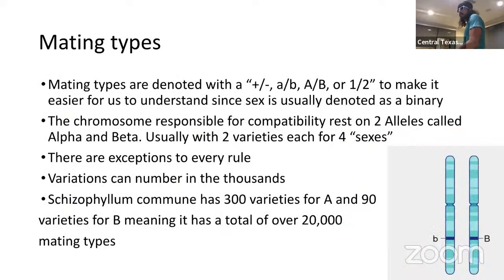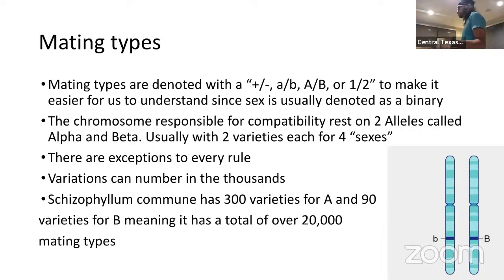All right, so mating types. Typically, whenever you're talking about mating types in fungi or in breeding fungi, you use plus, minus, sometimes A, B, lowercase, capital, 1, 2, but it's generally plus or minus. And that's just to make things easier because we understand sex to be a binary, usually. And the mating type is actually dependent on two alleles on the fungi's chromosome. And they're called alpha or beta, depending on which one. And usually there's two variations: alpha 1, alpha 2, beta 1, beta 2.